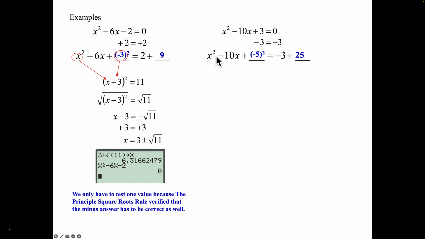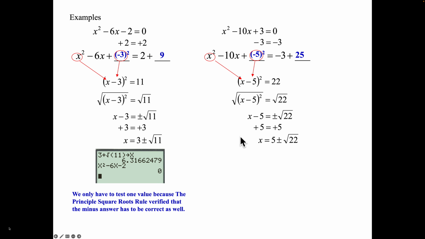Okay, now, this is squared, this is squared. That goes into my binomial squared. Negative 3 plus 25 is a 22. And bada bing, bada boom, we're down to 1x. Undo what you see. Take the square root of both sides. We get the square root of 22. It's going to be a plus or minus. Now we're inside the parentheses. We add over the 5. That gives me 5 plus or minus the square root of 22.